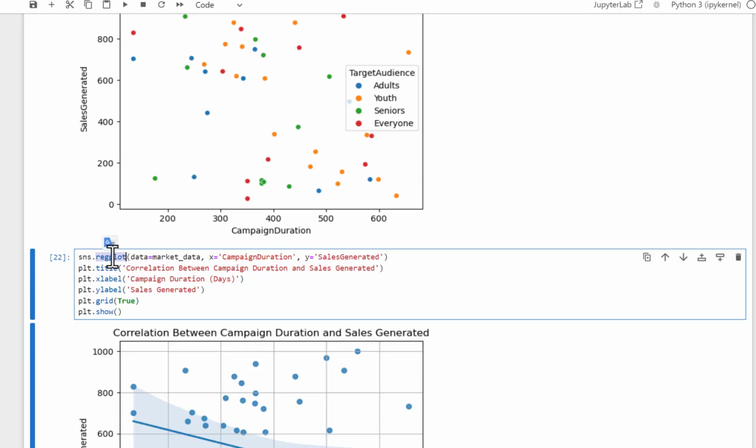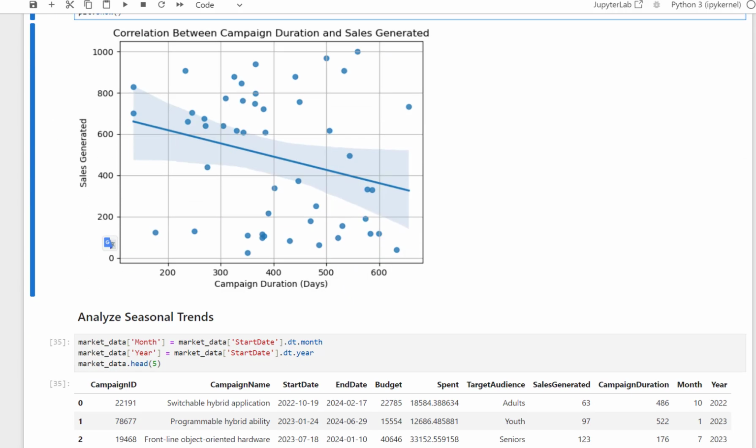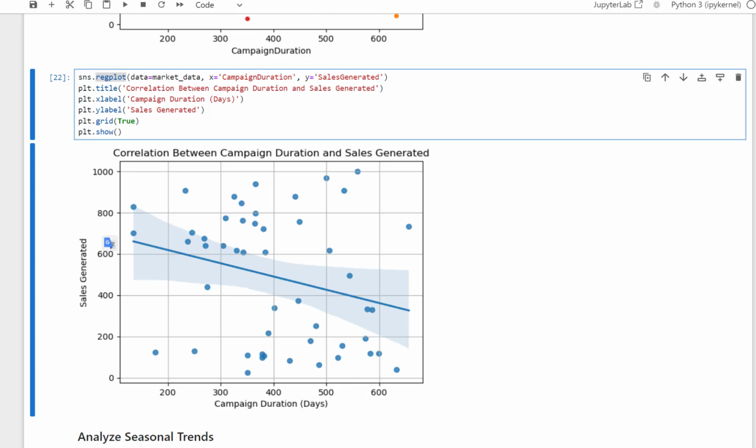So here we have this other method called the regression plot. This regression plot is going to draw the line so we could find patterns here. So there's a correlation between the campaign duration and the sales that is generated. As you can see, this plot helps us to understand whether longer or shorter campaigns tend to generate more sales. This can be very useful for planning future marketing strategies. Very important. So this plot shows the correlation between campaign duration and the sales generated, and it includes a regression line to indicate the trend.